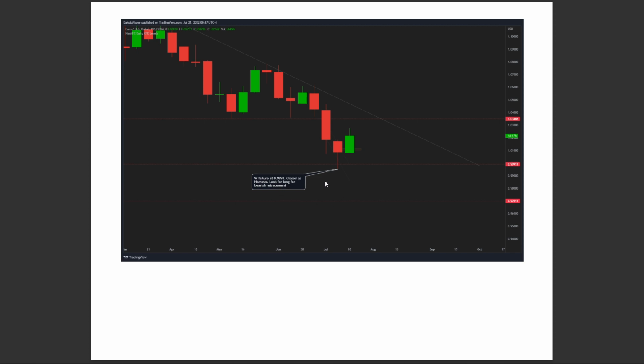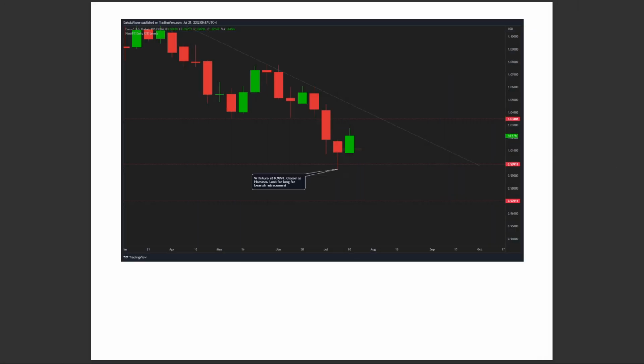Okay, so weekly failure at 99.91. Close, this hammer, looking for long bearish retracement. So here we have a downtrend on Euro USD, and honestly, let me bring up a better weekly screenshot. Matter of fact, I could just bring up my markup for Euro on the weekly right now. Let's hide that so we don't get off focus.